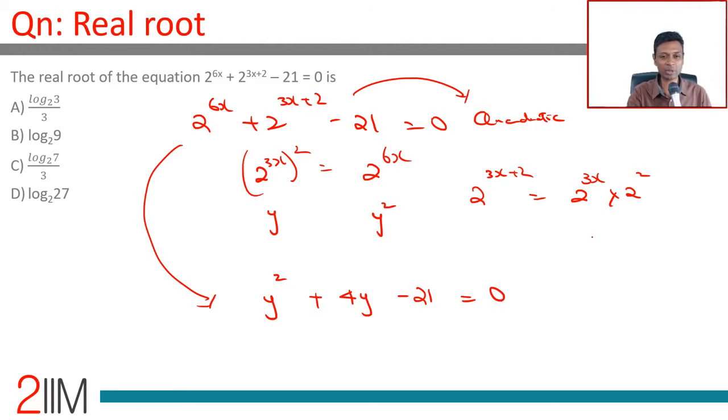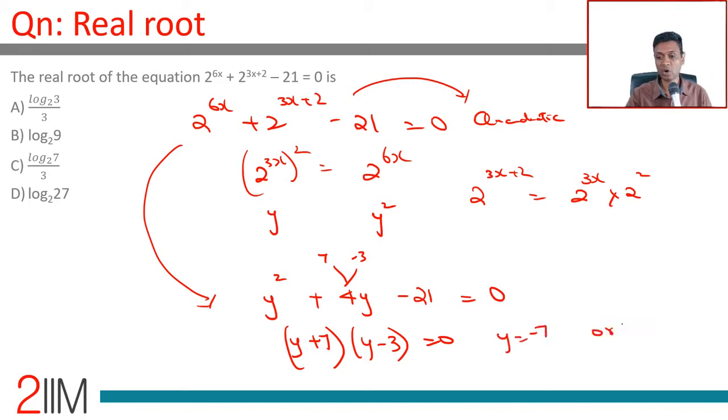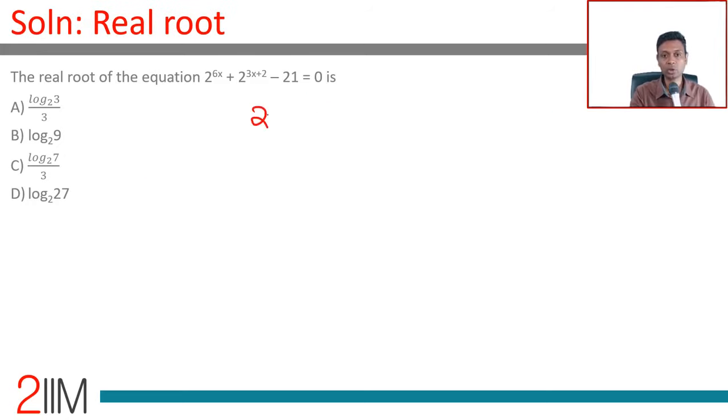Once you crack this, we're pretty much through. 2 squared is 4, so this is y squared plus 4y minus 21 equal to 0. This is nothing but (y + 7)(y - 3) equal to 0. The 4 we are splitting as 7 and minus 3. y equals minus 7 or plus 3. 2^(3x) cannot be negative; y is 2^(3x), remember. So this is quite simply 2^(3x) equal to 3.